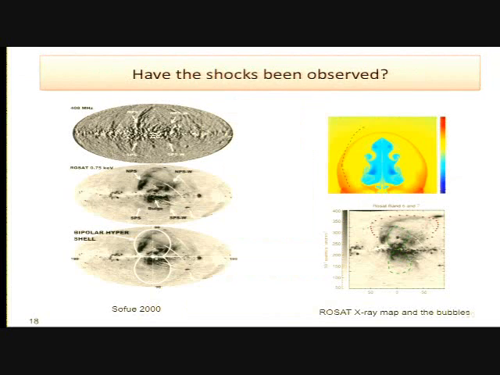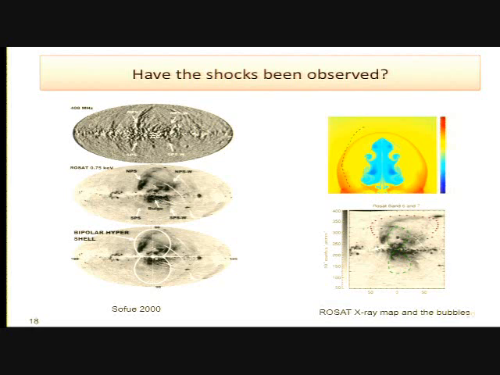Do we have any observational evidence for these shocks? This is the shock we see in our simulation. At the shock front, the gas density and temperature are very high. They will emit in X-ray. So this is the X-ray image from the ROSAT telescope. You can see this shell-like structure.